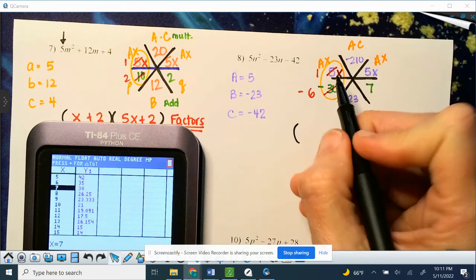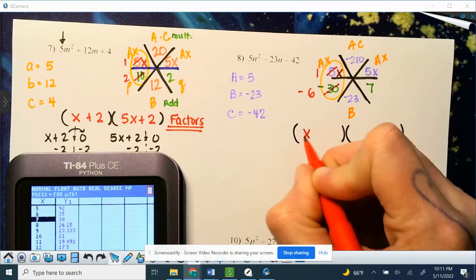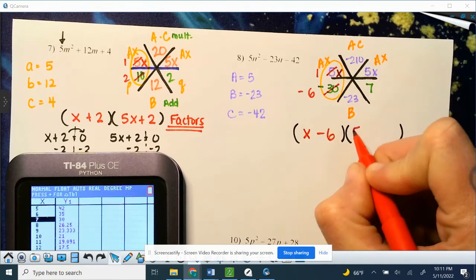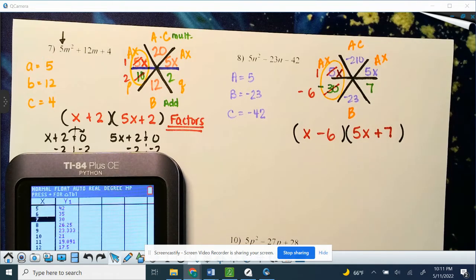So we're going to open up our parentheses. And we're going to take our first one, which is that 1x, that's x, and then a negative 6, and then 5x with a positive 7. And again, we can multiply these back together by box, FOIL, distributive property, whichever one of those you decided was your favorite to check it.